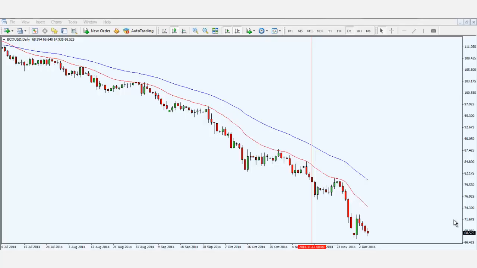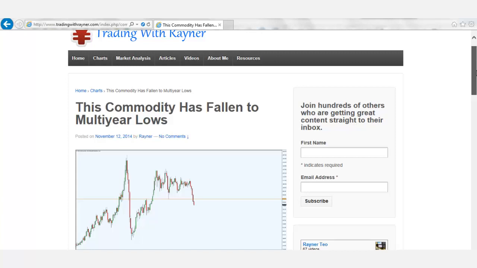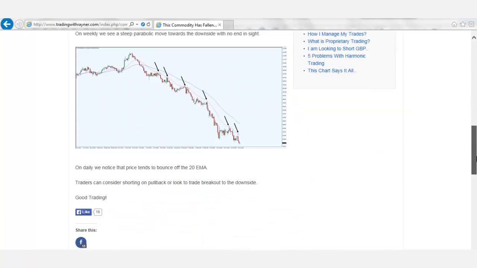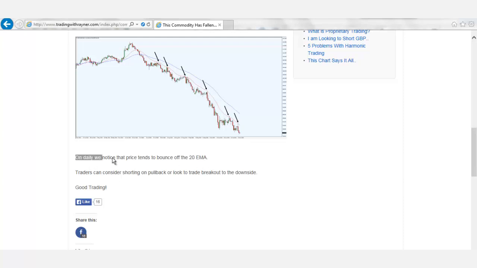So this is the daily chart of crude oil, and before I begin I would like to highlight to you a post I made some time back on my site. As you can see, it was dated on November 12th, 2014. In that I mentioned that on the daily we notice that price tends to bounce off the 20 EMA. Traders can consider shorting on pullback or look to trade the breakout to the downside.